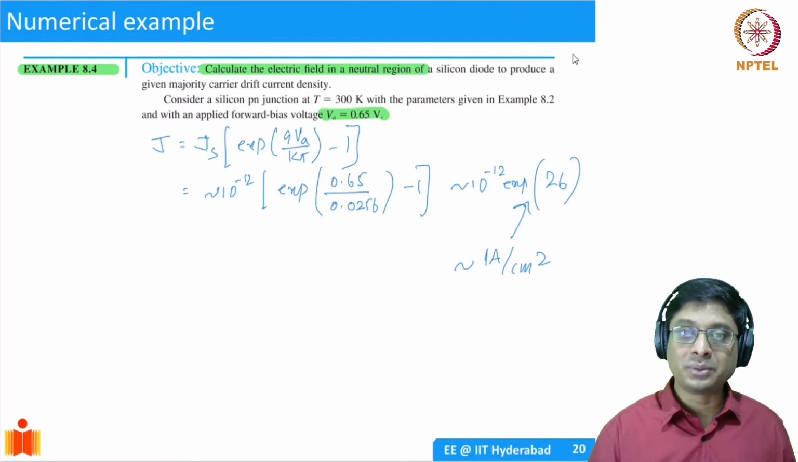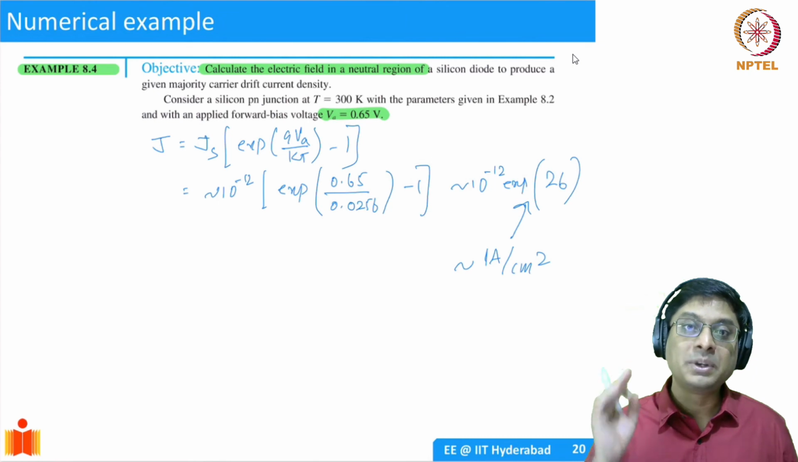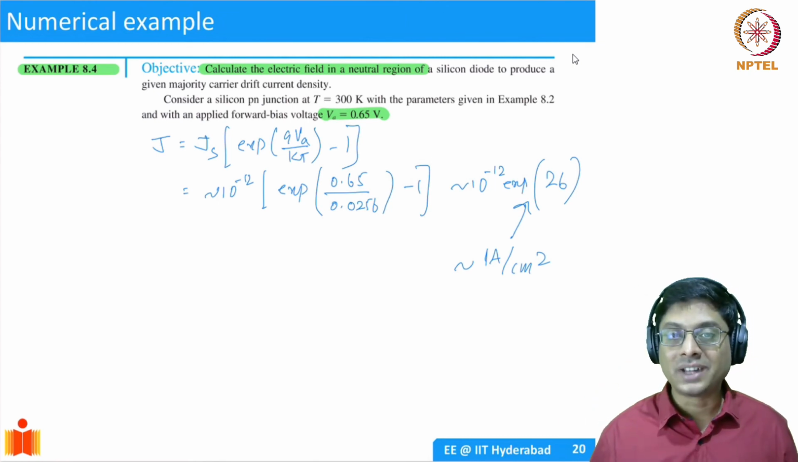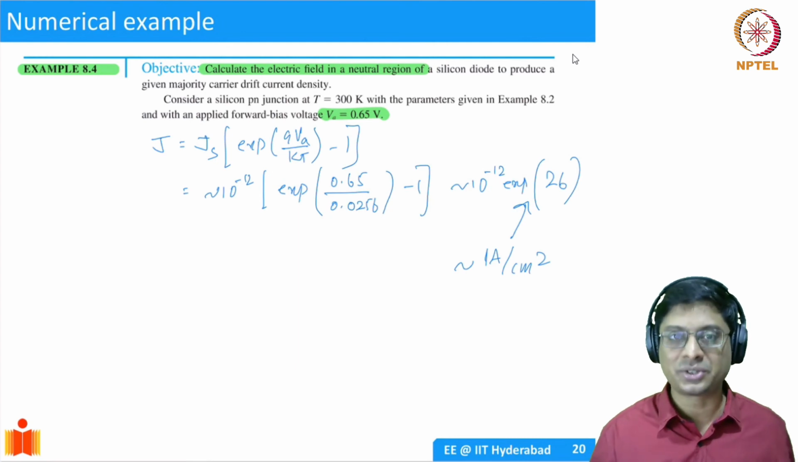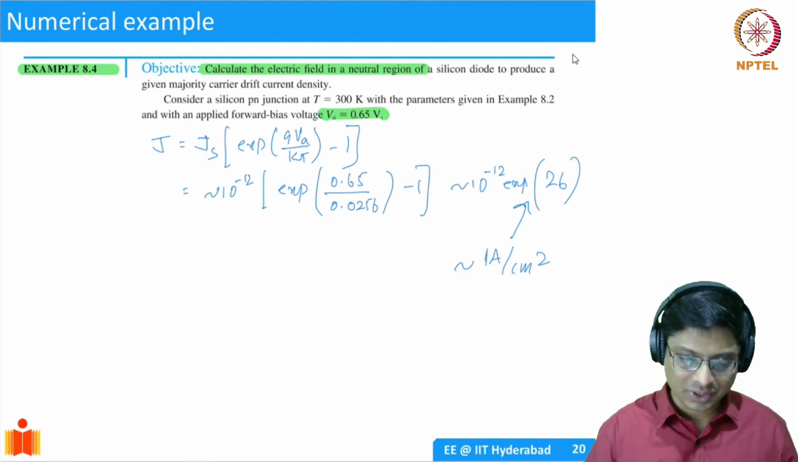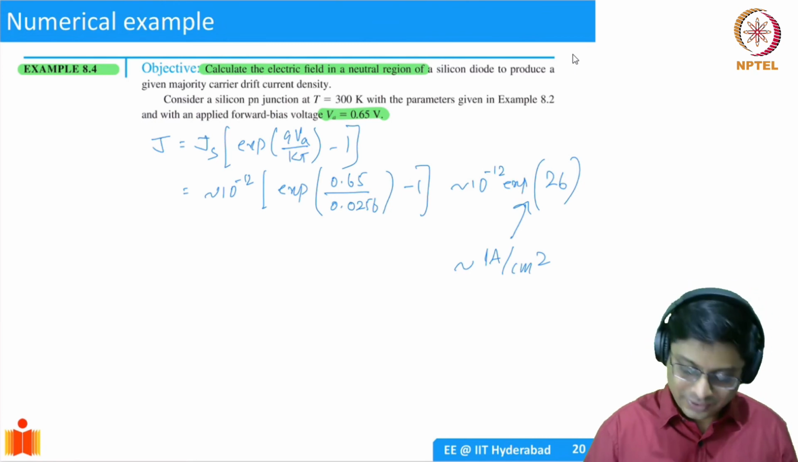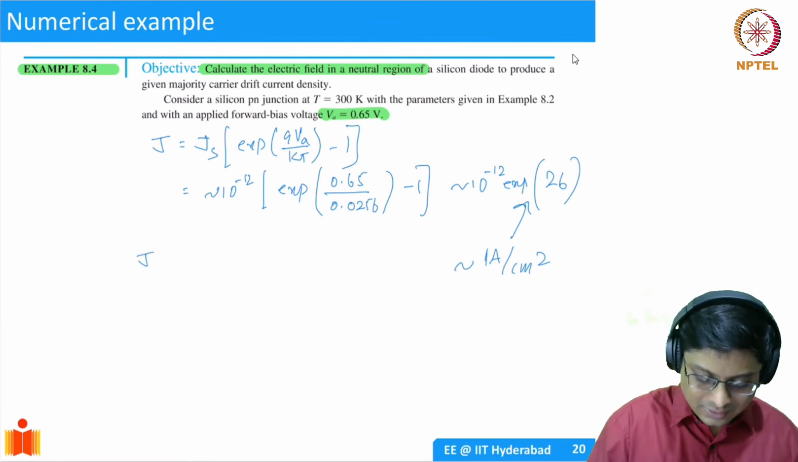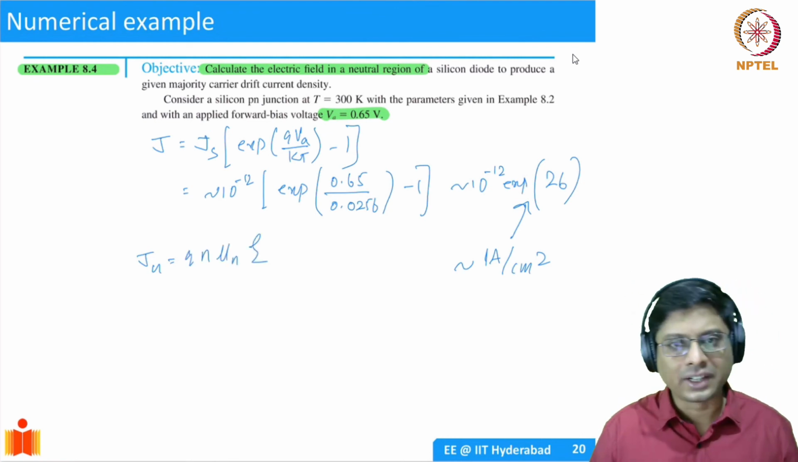Okay, so this is going to be the total current that is flowing through. Remember, the Js was only picoamps per centimeter square, whereas the total current, diffusion current, is going to be amps per centimeter square. So 12 orders of magnitude higher. That's the scale we are talking about. Okay, so if you have 1 amp per centimeter square, what is the electric field? Well, Jn was Qn mun electric field, right?